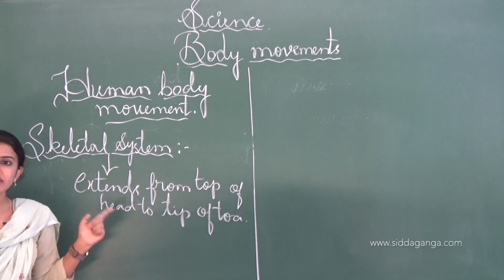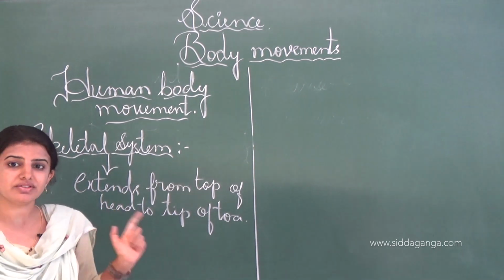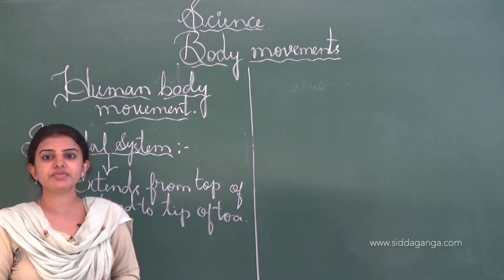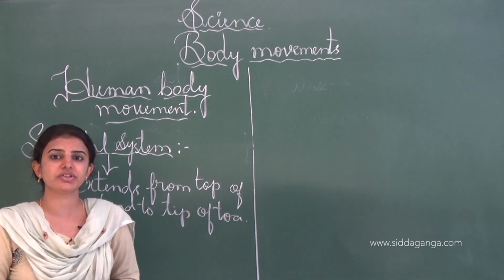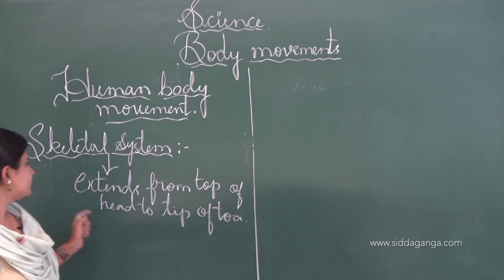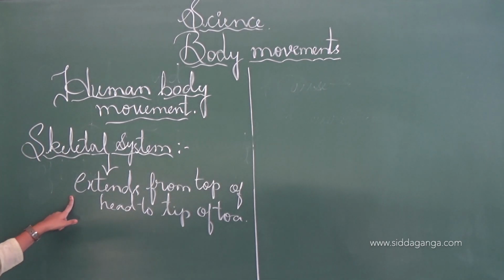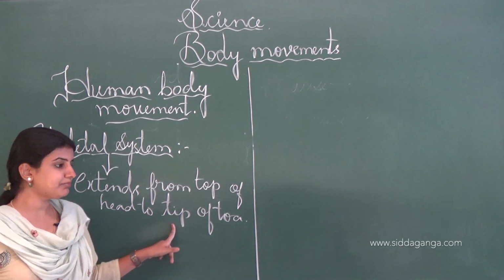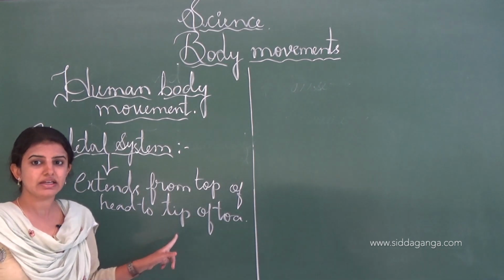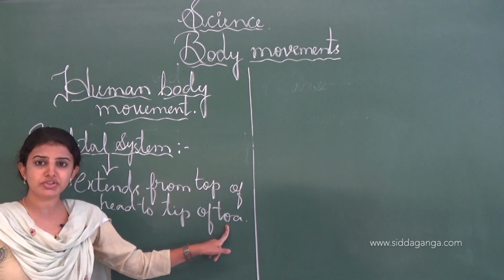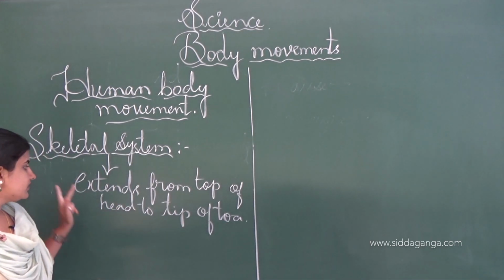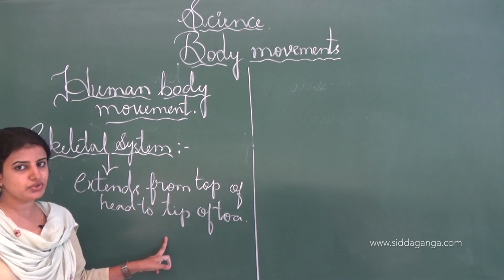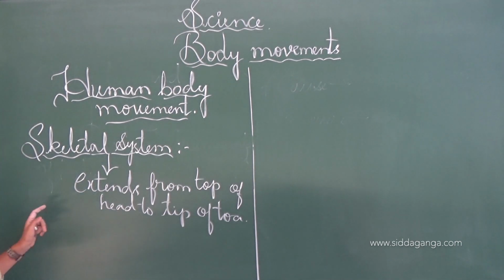From person to person the shape and structure that perform the function in our body is different, and the location is also different. See, it extends from the top of the head to the tip of the toe, nothing but the leg tip, the toe region. It starts and ends at the toe region. And this skeletal system is made up of bone as well as cartilage.